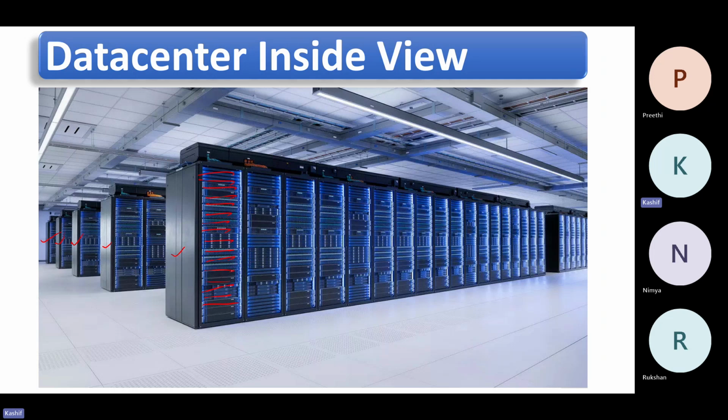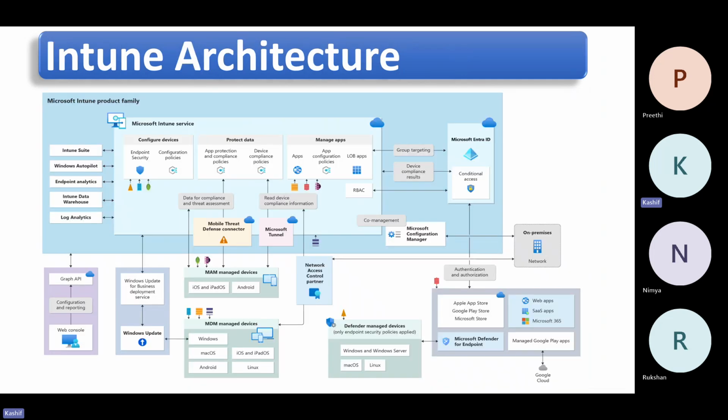Now this is the actual Intune architectural diagram. When you create your subscription, you get a web console. From the web console, you do the configuration and reporting. Your information goes to Graph API. From Graph API, it is going to connect to the Intune services in the backend to configure devices, protect data, or manage applications. Right now you will not be able to understand it properly, but when you do the practical, you will get a clearer picture of how we use the console and then configure devices.